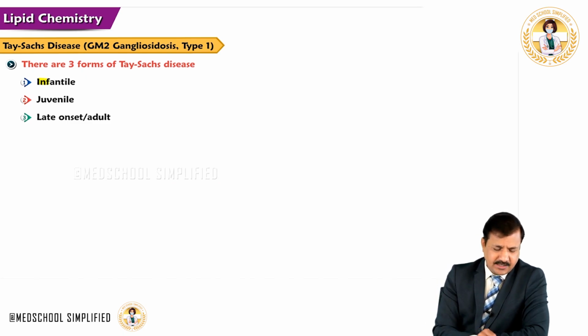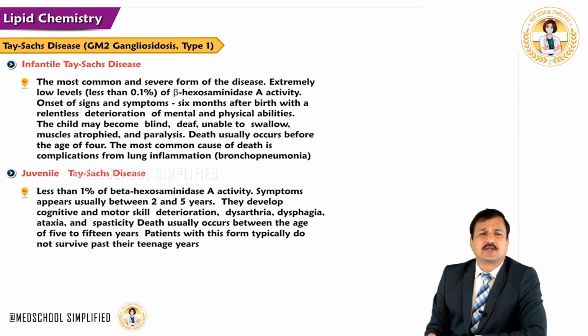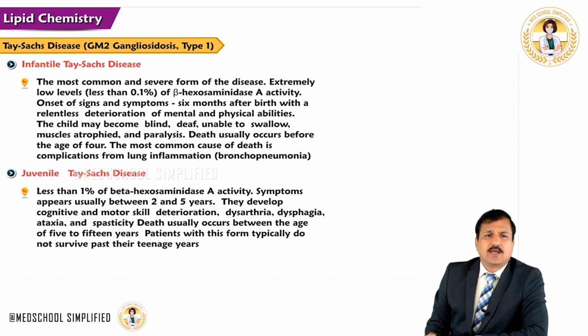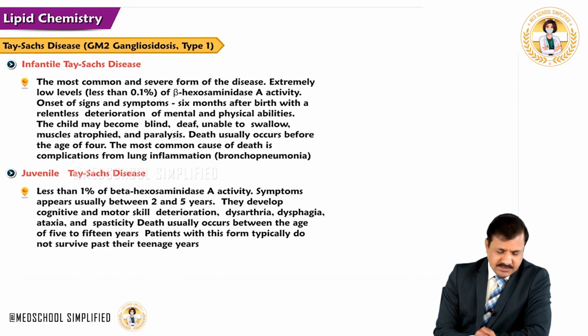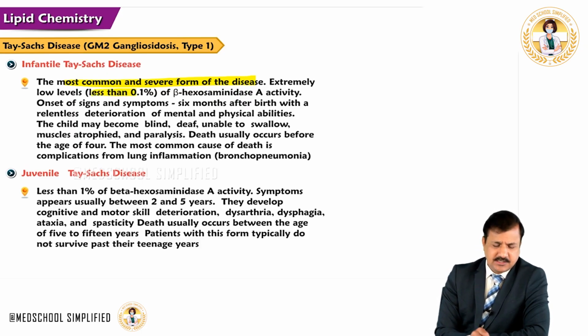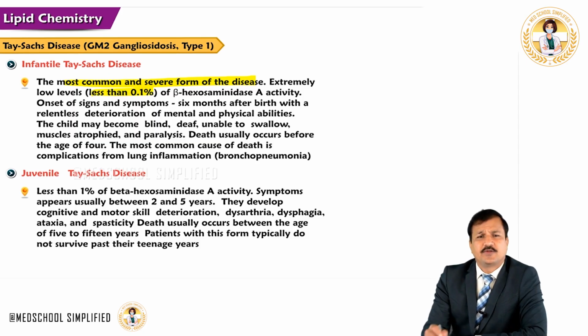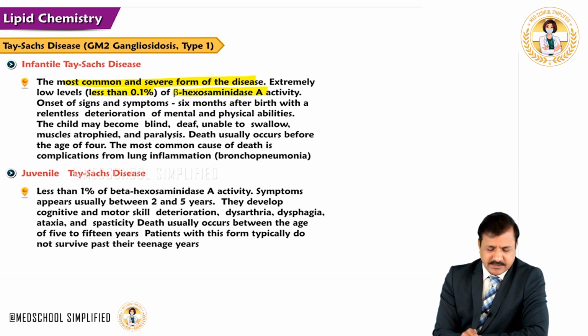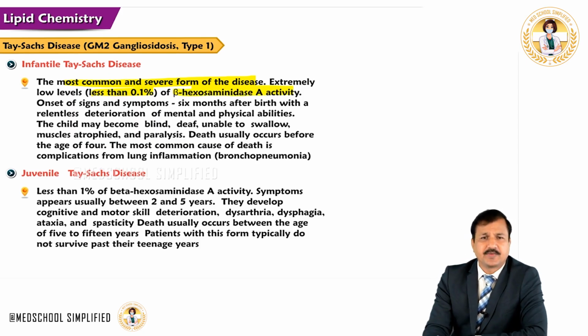One is infantile, then juvenile, and late onset or adult form. Let's look at each one of them. Infantile Tay-Sachs disease. This is the most common and severe form of Tay-Sachs disease, where extremely low levels, like less than 0.1% of beta-hexosaminidase A enzyme activity, is seen.